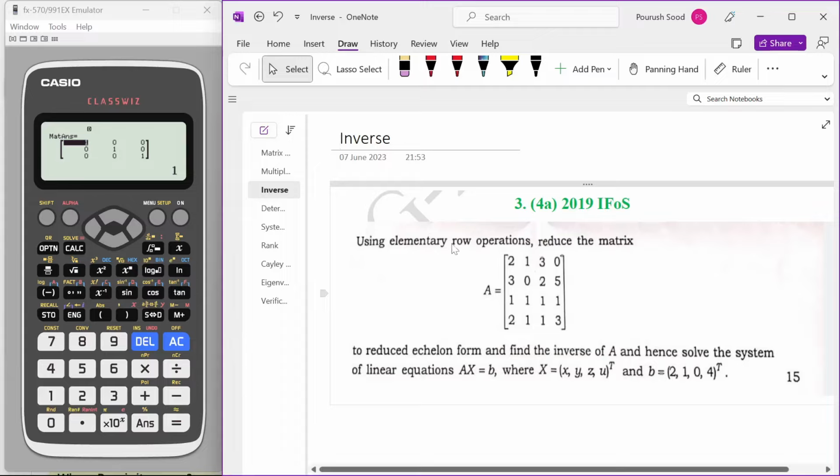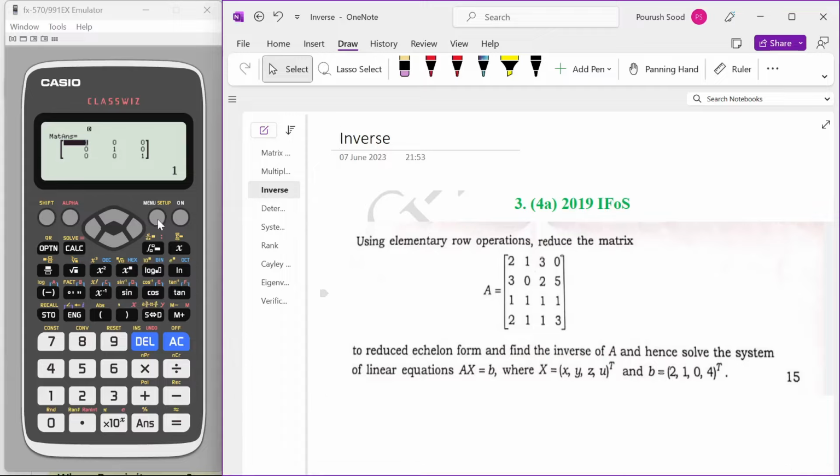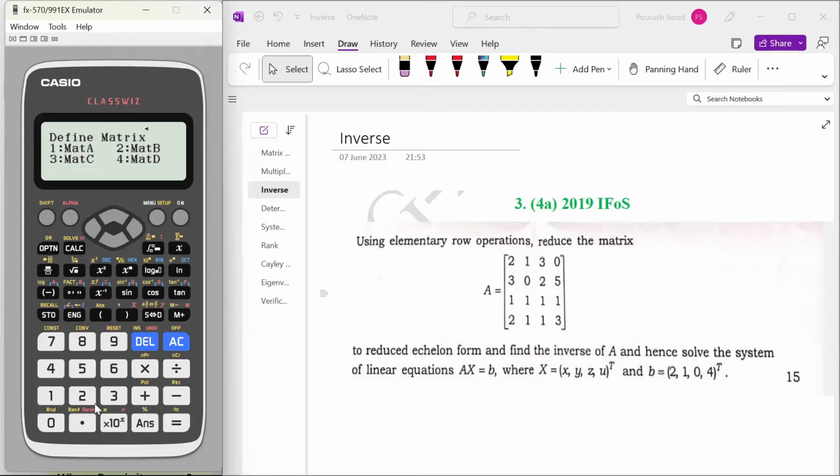So again, if you have to find the inverse of A, let's try that. So we will go to option, define matrix. Let's define the matrix A, 4 rows and 4 columns, 2 1 3 0 3 0 2 5 1 1 1 1 2 1 1 3. So 2 1 3 0 3 0 2 5 1 1 1 1 2 1 1 3.